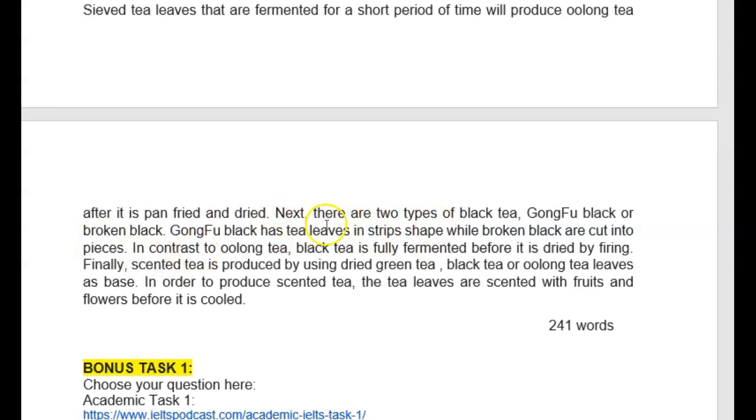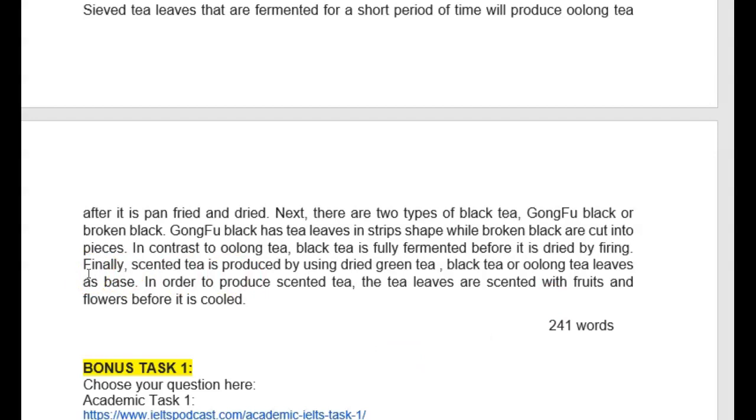All right, so let's do that. While Broken Black are cut into pieces. I think that works better. In contrast to oolong tea, black tea is fully fermented before it is dried by firing. Finally, scented tea is produced by using dried green tea, black tea, or oolong tea leaves as a base.